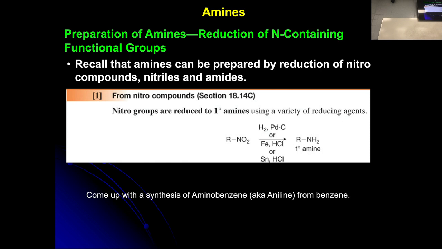It's chapter 9. What reagents do we need? HNO3. I need HNO3 and something else. H2SO4. And I know that will make nitrobenzene. That's electrophilic aromatic substitution, chapter 9 stuff. Do I want nitrobenzene? No, I want aniline, right? So how would I do that?